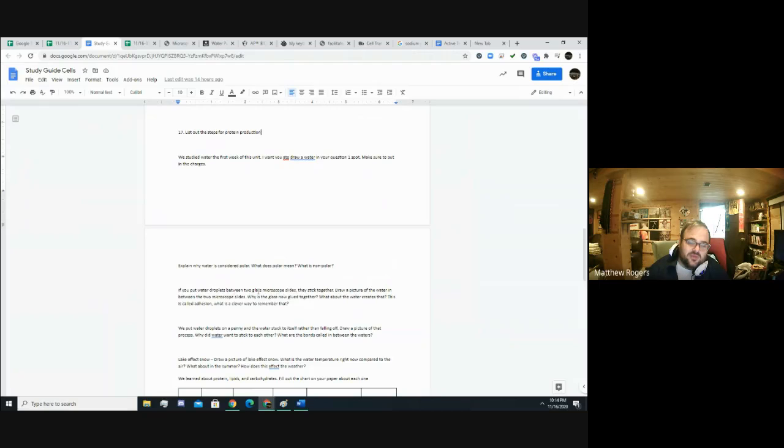If you put water droplets between 2 glass microscope slides, they stick together. Draw a picture of the water in between 2 microscope slides. Why is the glass now glued together? What about the water creates that? This is called adhesion. What is a clever way to remember that?